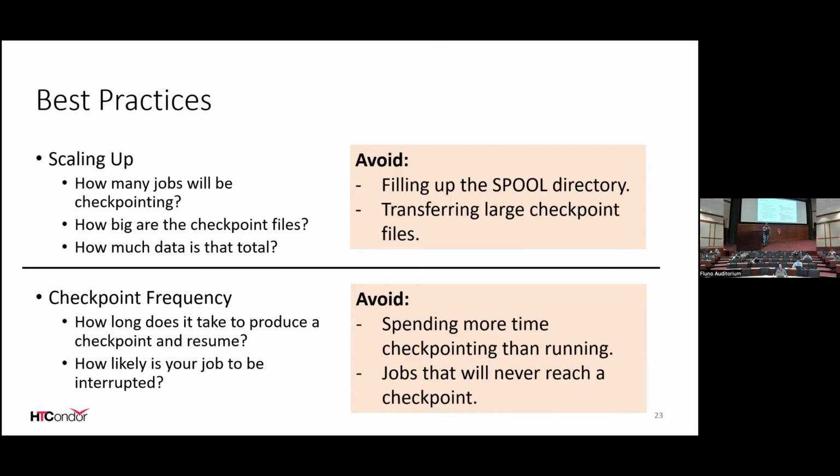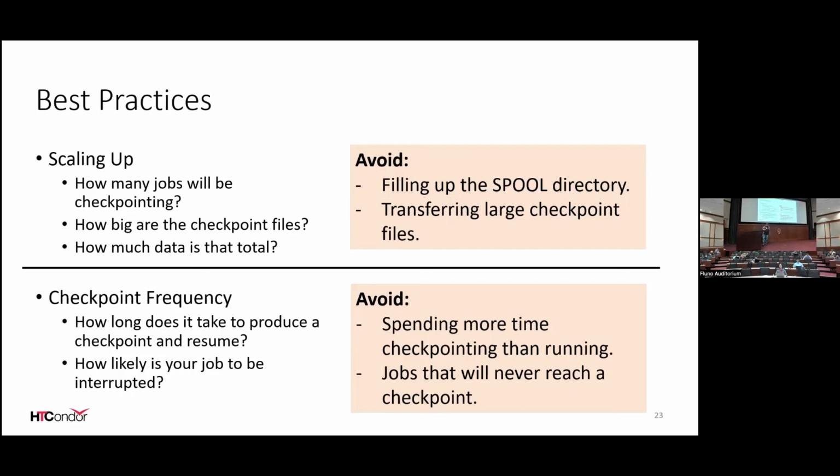You also want to avoid transferring large checkpoint files. As I said, it's this multiplication. It's the total amount of data you're sending. If you're sending 100 small files, it's probably okay. If you're sending one single gigabyte file and you've got 1,000 jobs, it's probably too much data for spool.